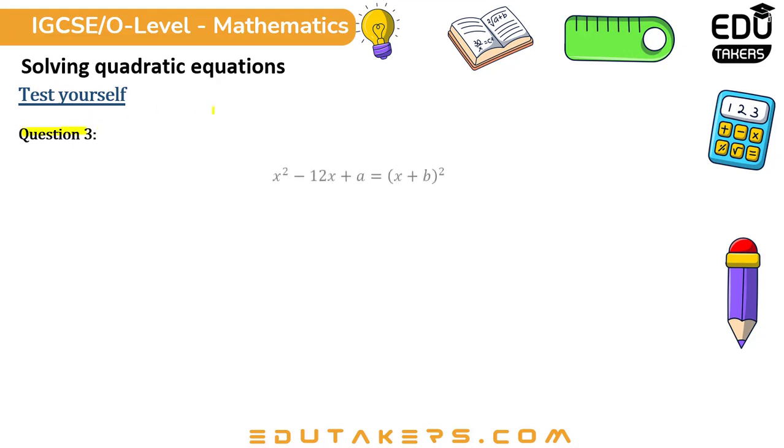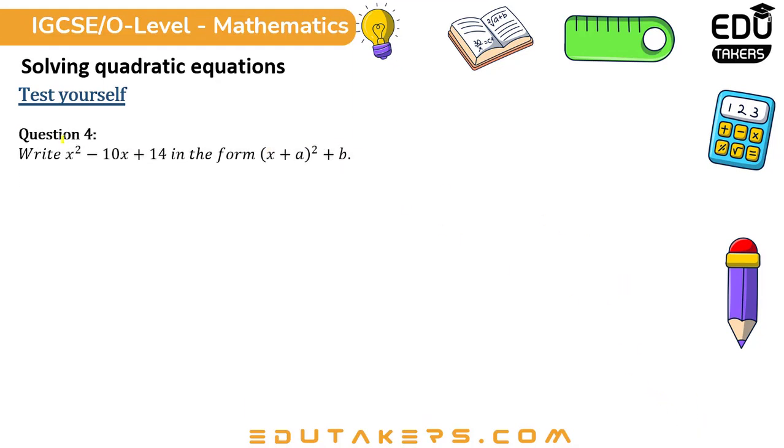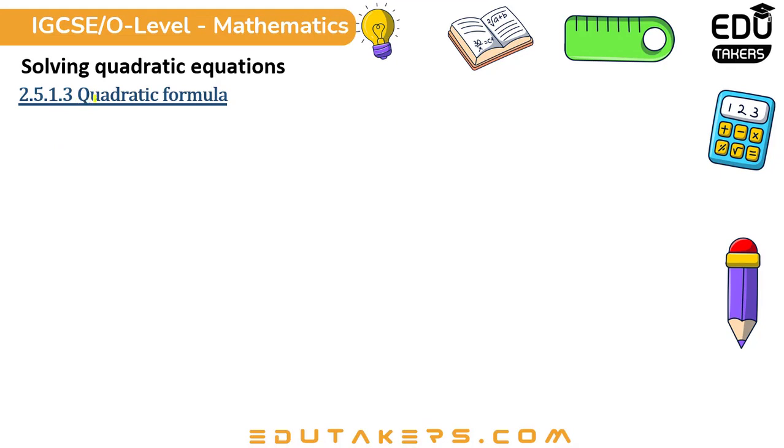Question number 3. x² − 12x + a = (x + b)². Find the value of a and b. It's a 3-mark question. Question number 4. Write x² − 10x + 14 in the form (x + a)² + b. It's a 2-mark question.